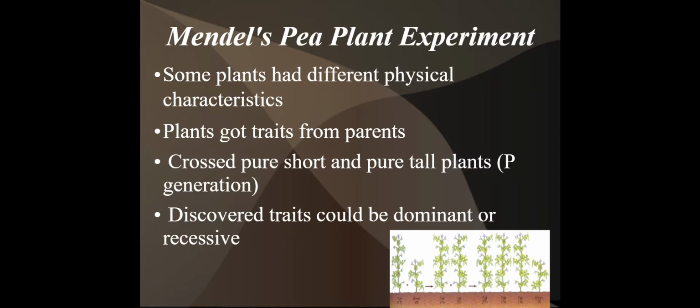And so he started to call the tall ones the dominant, like they dominated over the short. They were more powerful. And he called the short recessive, meaning weaker. So the dominant overpowered the short, and we call it dominant and recessive for the stronger and the weaker.